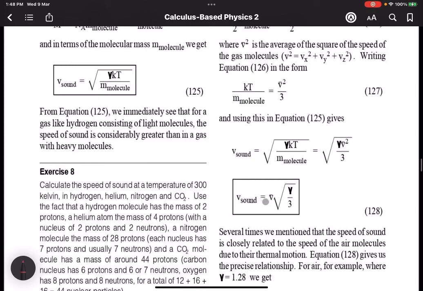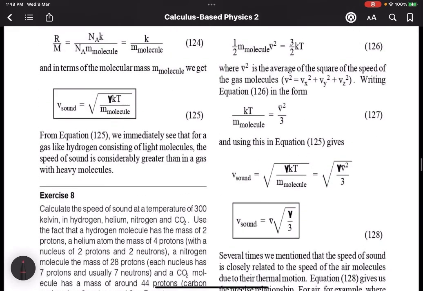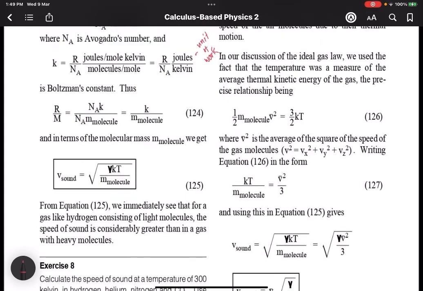The velocity of sound is equal to the velocity times the square root of the constant heat ratio over 3. So that's it for our second part of the calculus-based basics 2.